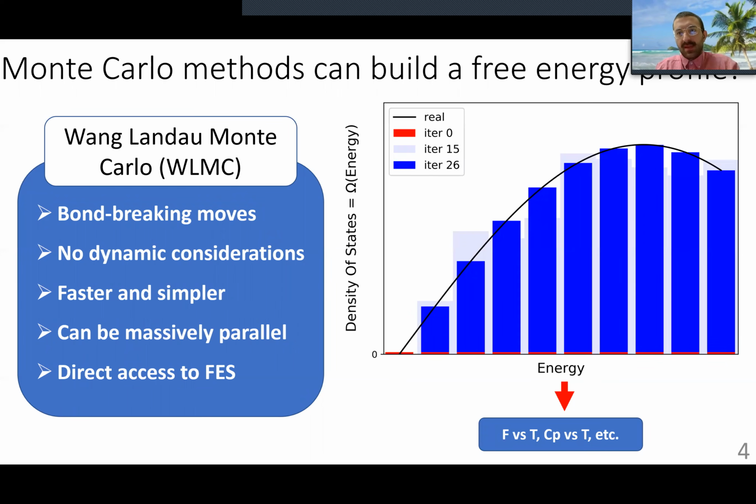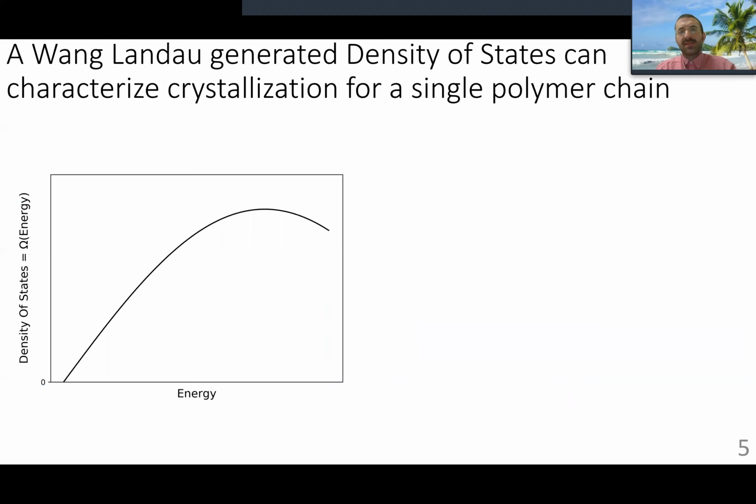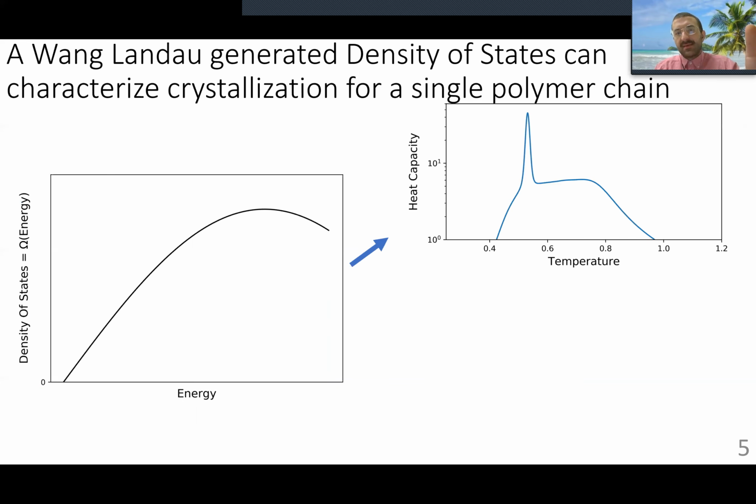And finally, at iteration 26, the system usually converges with good enough error estimates. So that's what we intend to do. We've used our Wang-Landau code to characterize the transitions of a single polymer chain. We've built the density of states, and then we can use that density of states to build the heat capacity profile.